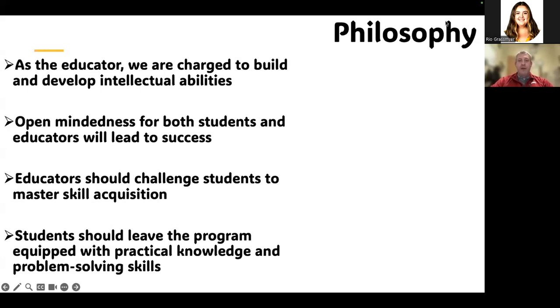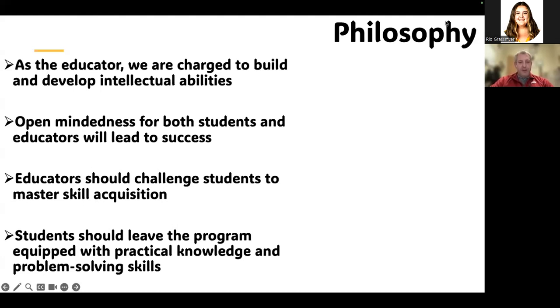Challenge your students. If we're simply going through the motions and just teaching them the basics of skills, the basics of intellect, we're failing them. We have got to challenge our students to master skill acquisition and intellect acquisition as well. We have got to make sure that we're pushing them to be better. The basics do not cut it, and we have got to make sure that we are pushing them to do their absolute best every single day. And that goes for us as well. We must be doing our best as well.